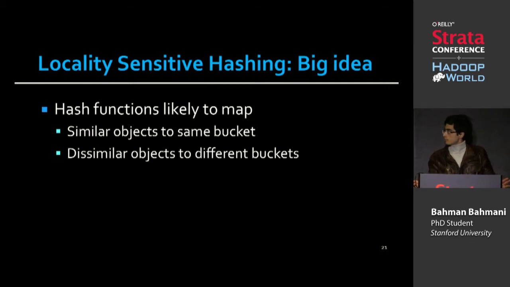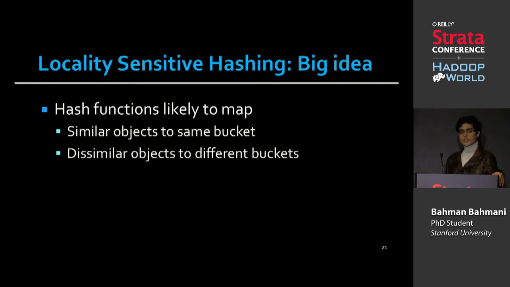So there is a big idea, a big idea in computer science in general, that of locality-sensitive hashing, which allows us to do a lot better than what we just saw. The idea is the following. Let's build and use hash functions which are likely to map similar objects to the same buckets and dissimilar objects to different buckets.